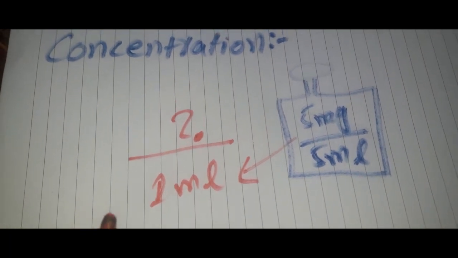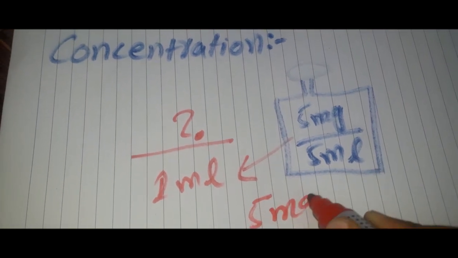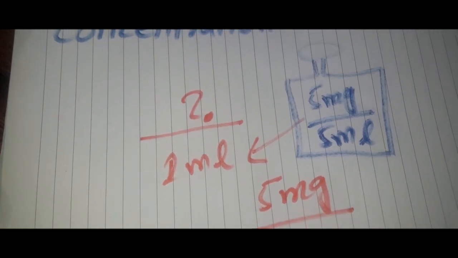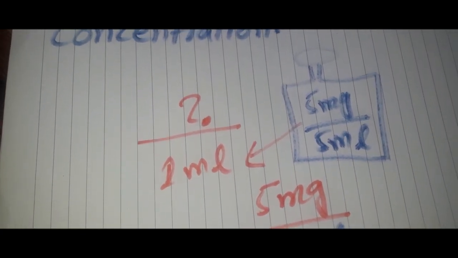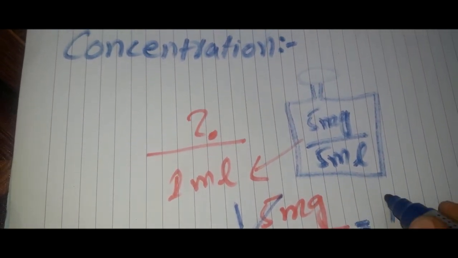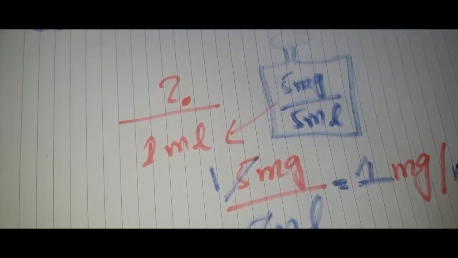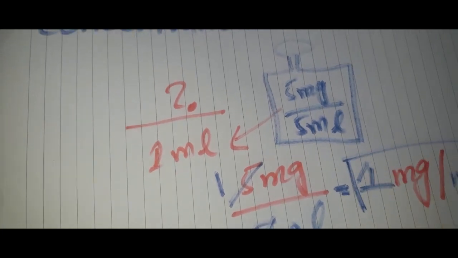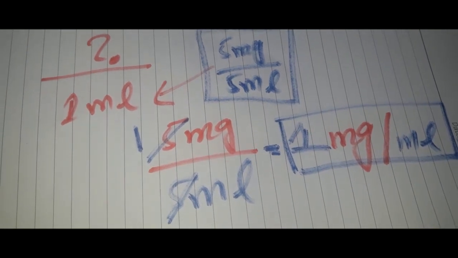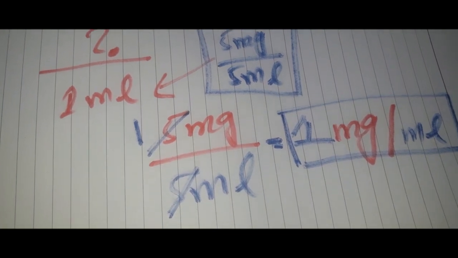The formula is very simple. You know the total strength of your medicine is 5 mg and total volume is 5 ml. So 5 ones are 5. So our concentration will be 1 mg per ml. This is our concentration. So concentration means how much medicine is available in 1 ml. This is called concentration.